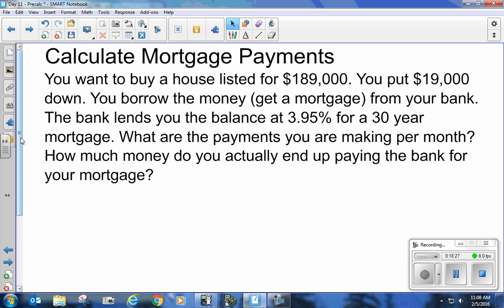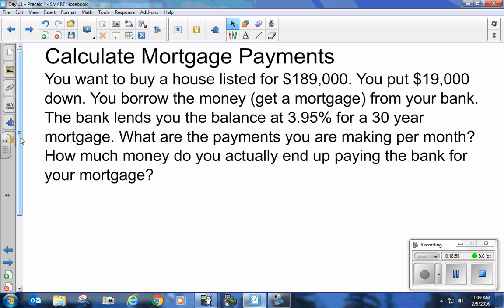Okay, and the bank lends you that money at 3.95%, but you're paying it for 30 years. It's a 30-year mortgage. All right? 30 years. Which means if you buy a house when you're 30, it's not yours completely until you're 60, unless you get in the habit that you pay it. So every month for 30 years. Wow. There's a big advantage of doing that.